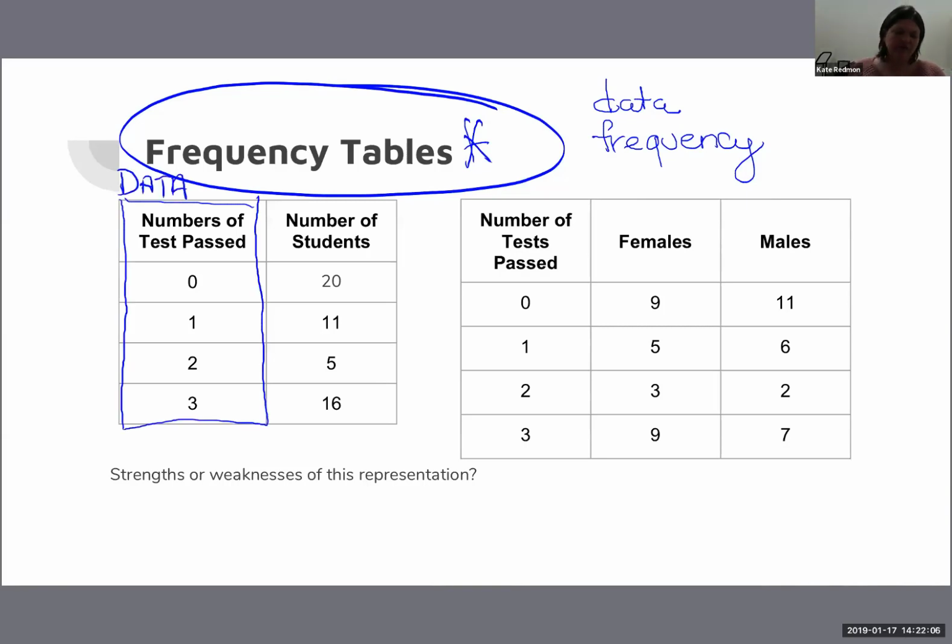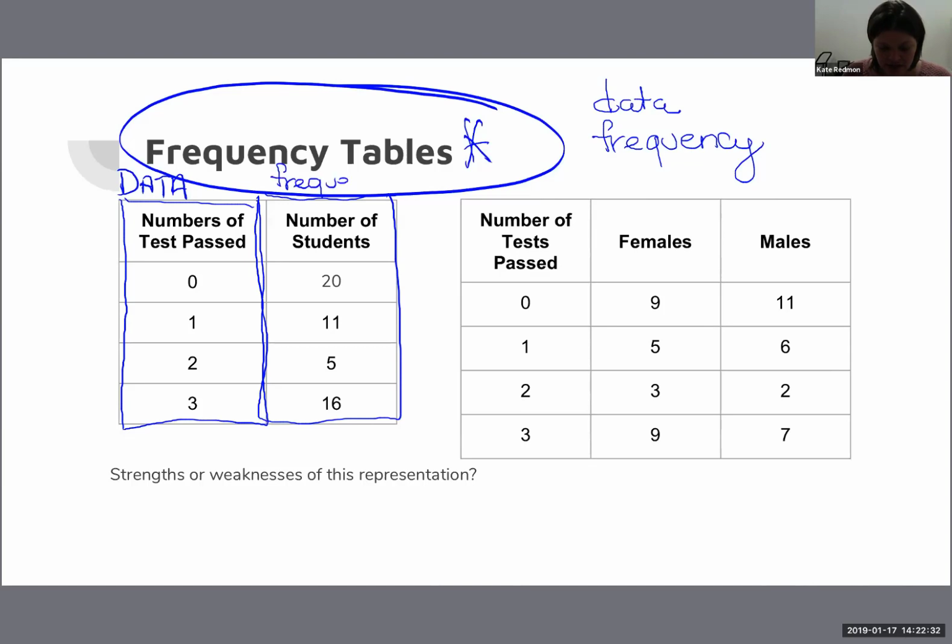In this particular frequency table, the data comes first. It doesn't have to be in this order, but that's the data because that's the answer to my question. That's the information I collected from them. I tried to figure out how many tests have you passed. But then a frequency table also has a column that tells you how many times, the frequency, that you got that data.